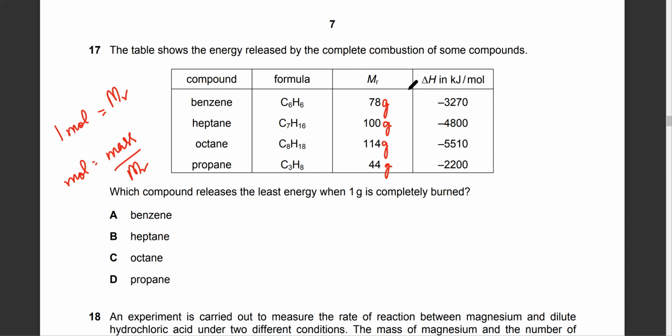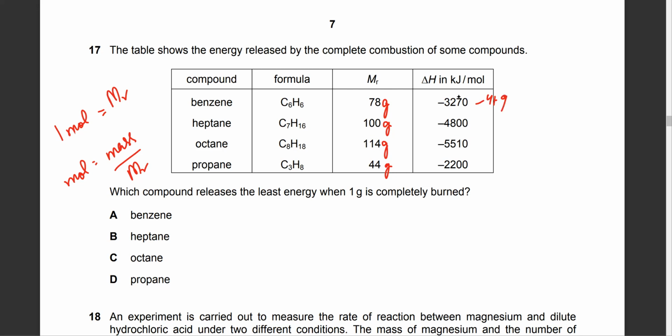Sir, won't we multiply? No, divide, because we have to find it per gram. We need to find it for 1 gram. So 78 grams produces this much. So what would 1 gram produce? So you're going to get 41.9. The first one? Yes, sir.